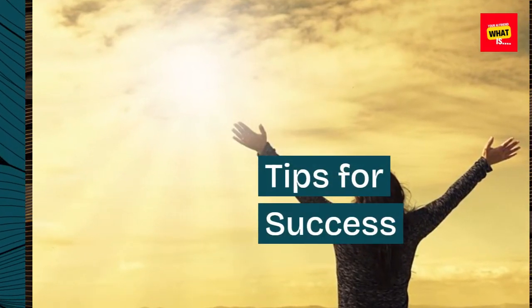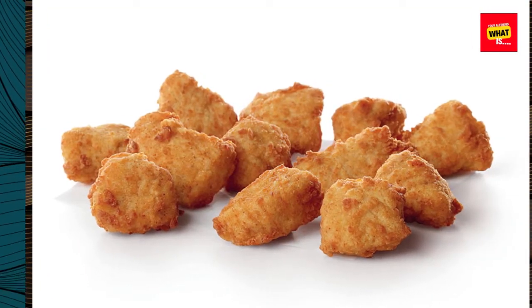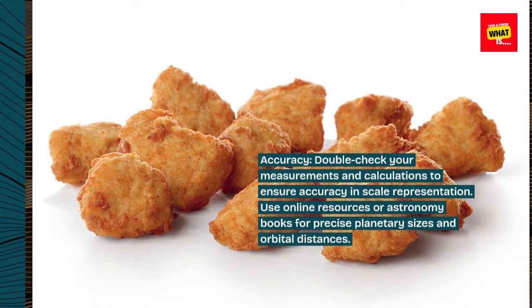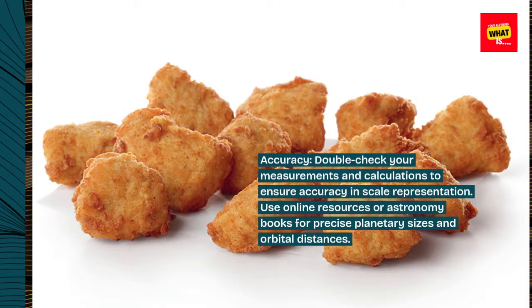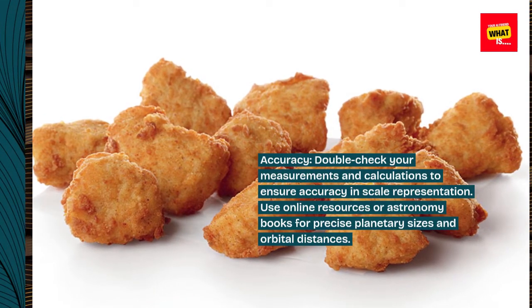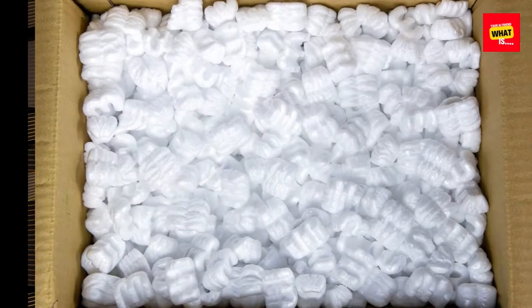Tips for success. Accuracy. Double-check your measurements and calculations to ensure accuracy in scale representation. Use online resources or astronomy books for precise planetary sizes and orbital distances.